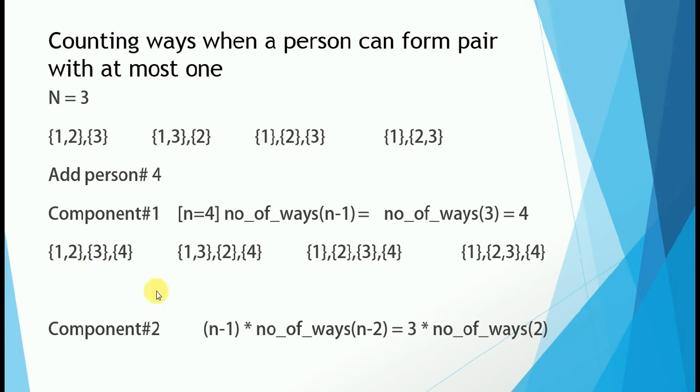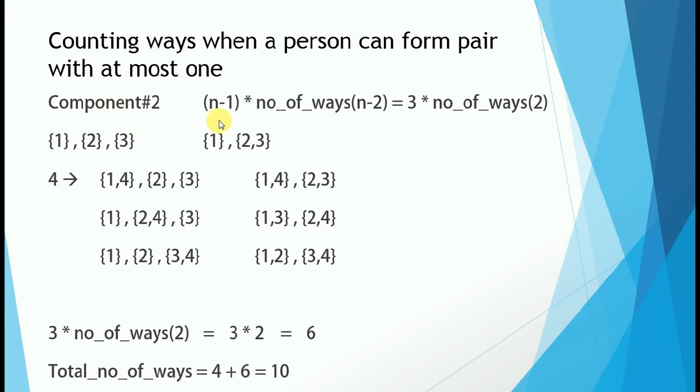We analyze the second component now. Replacing n with 4, the component becomes 3 multiplied by number of ways for 2. Check these last two arrangements from the previous slide when n was 3. So these two arrangements are 1, 2 and 3 all are single, and 1 as single person and 2 and 3 pairing up. Now if 4 forms a pair with 1, then the arrangements become 1 and 4 taken together, and 2 and 3 are single, and 1 and 4 again taken together, and 2 and 3 also forming a pair. Note that what I am doing, I am just making a pair of 1 and 4.